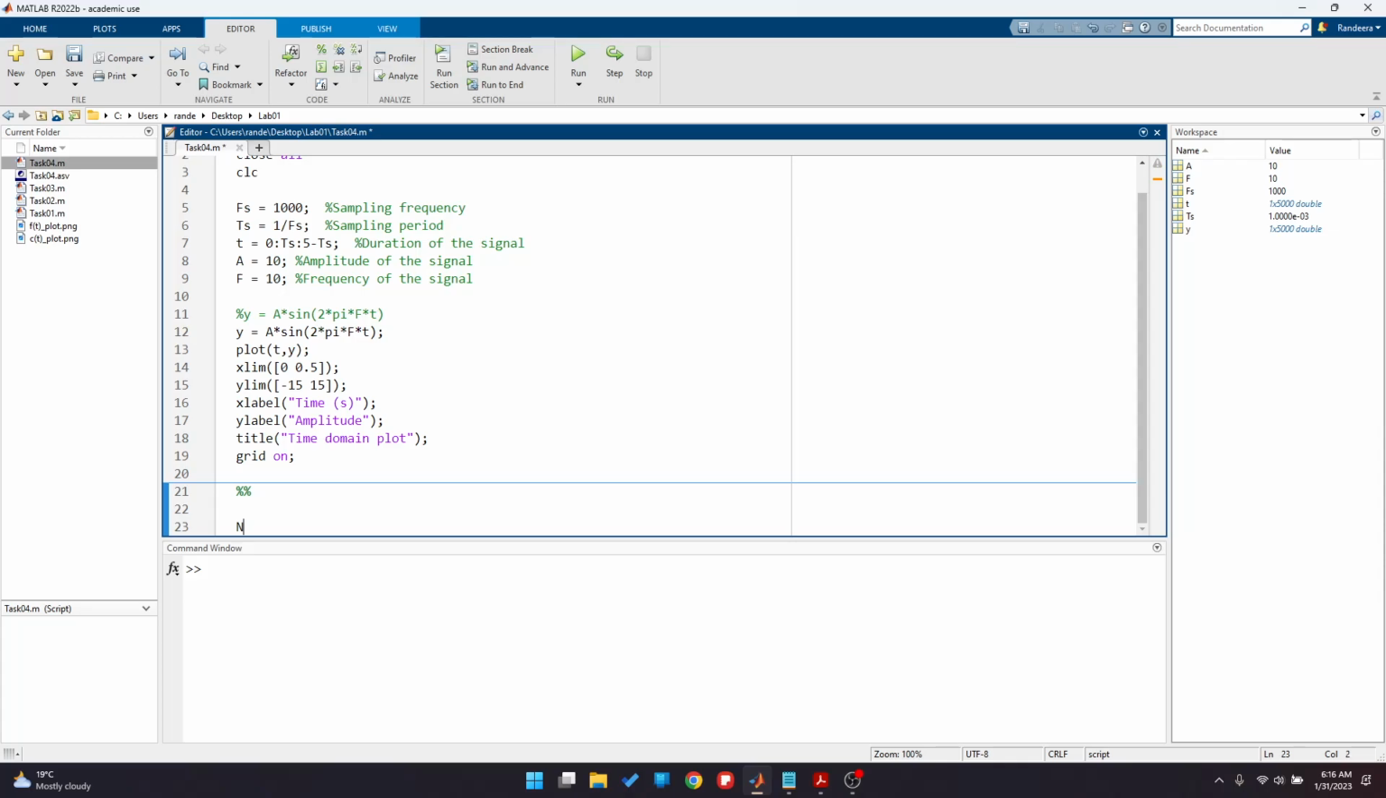So I will start by calculating the length of the signal y. The command is length.